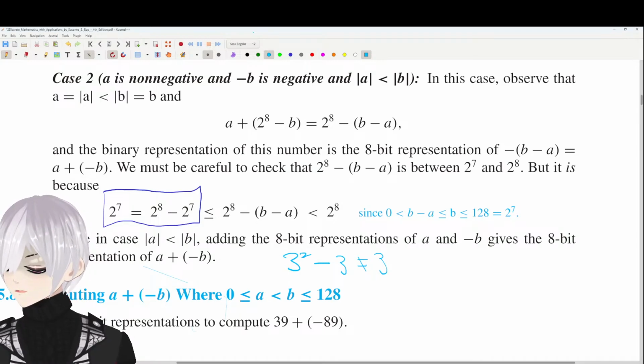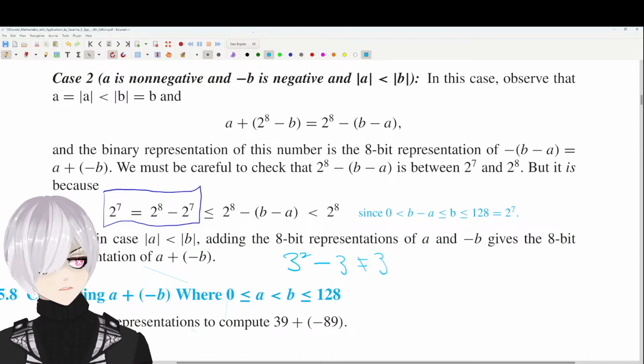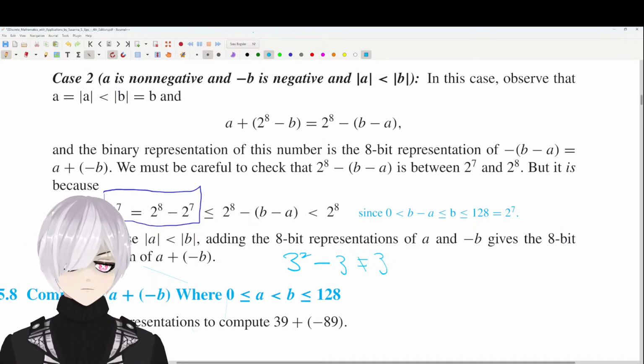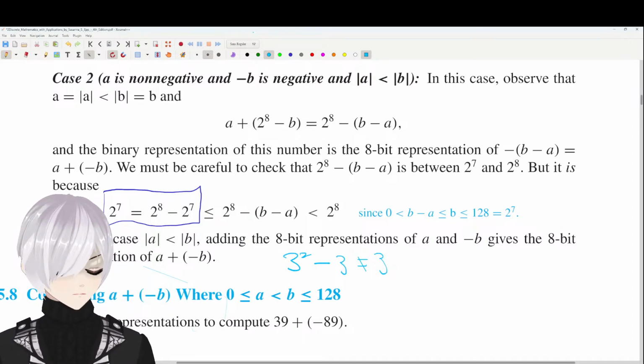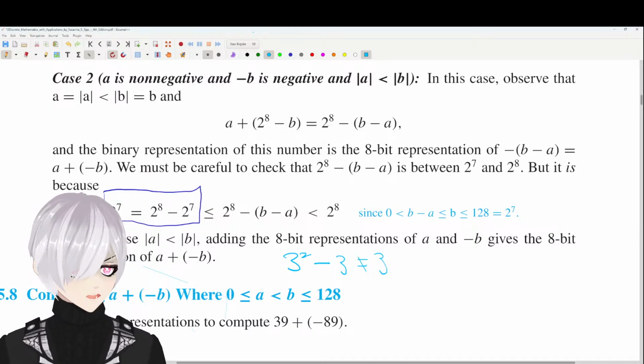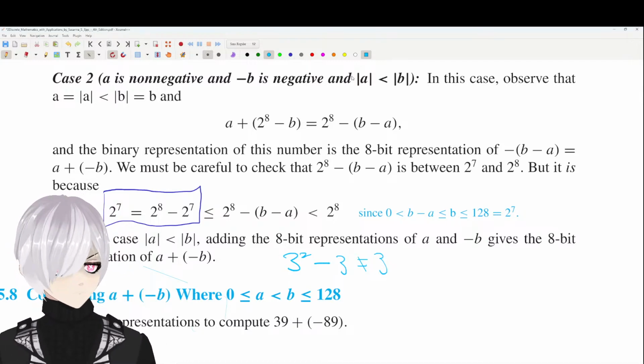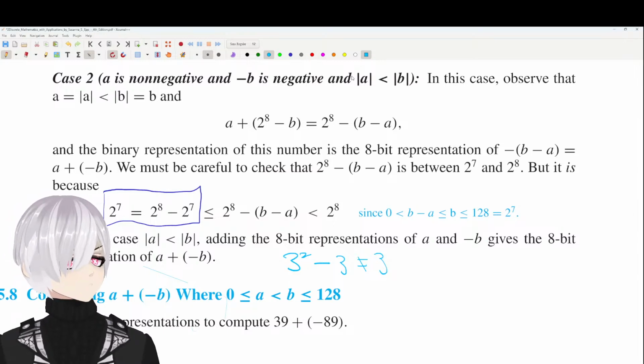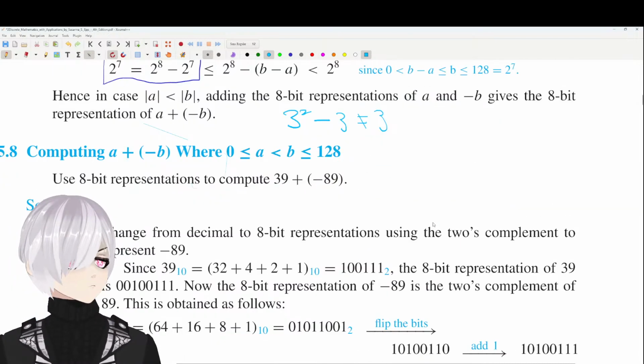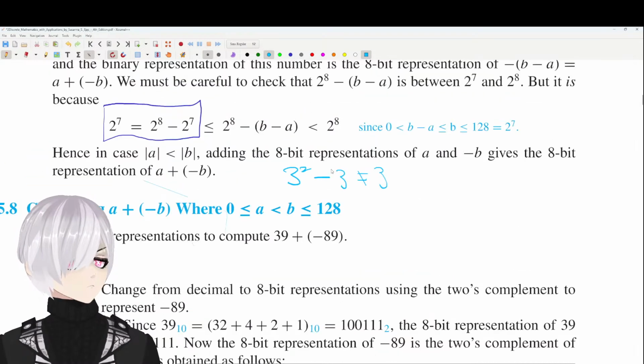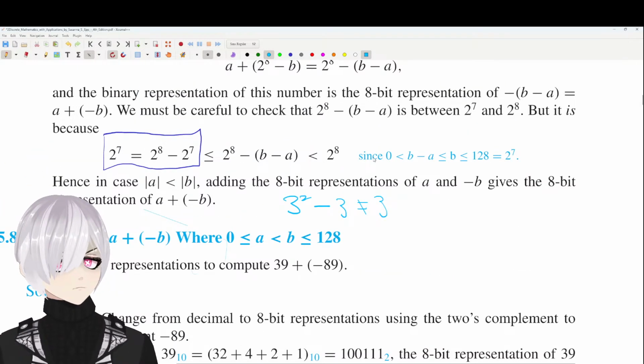Yeah, but all that reasoning shows that in that big chain of equalities and inequalities, you have 2 to the 7th on the left, less than or equal to 2 to the 8th minus b minus a, which is less than 2 to the 8th. So that shows that 2 to the 8th minus b minus a is in the desired range.